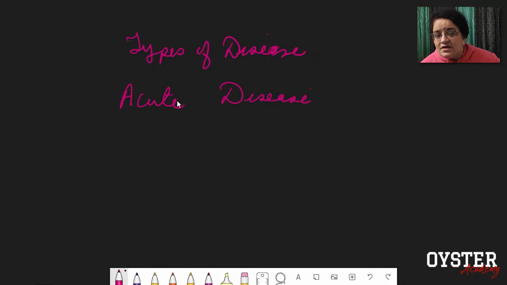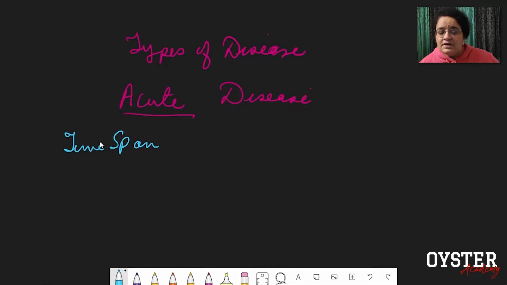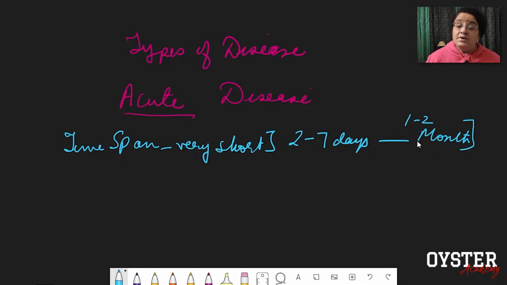The diseases which occur in the body for a shorter lifespan. The time span is very short. Clear? How short means it may remain with the body maybe 2 to 7 days, or sometimes, like in the case of a bone fracture, it may be for a month or more than a month, right? Because the healing requires that, but its impact is not for a longer term. So the first point is the time span.